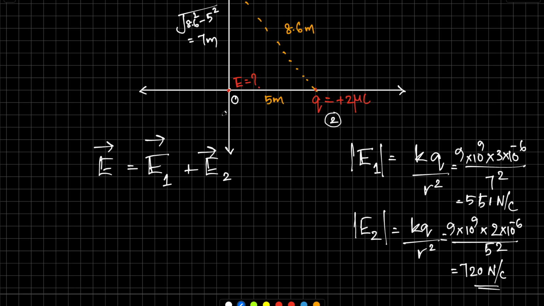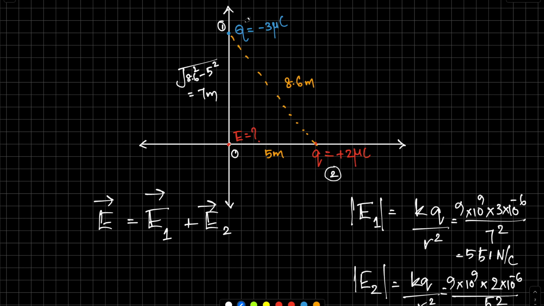What is the direction of these electric fields? This is a negative charge. For a negative charge, the electric field lines are coming towards the charge. The direction of the electric field line at the origin should be pointing towards this charge. So that's the direction of electric field due to charge number 1.